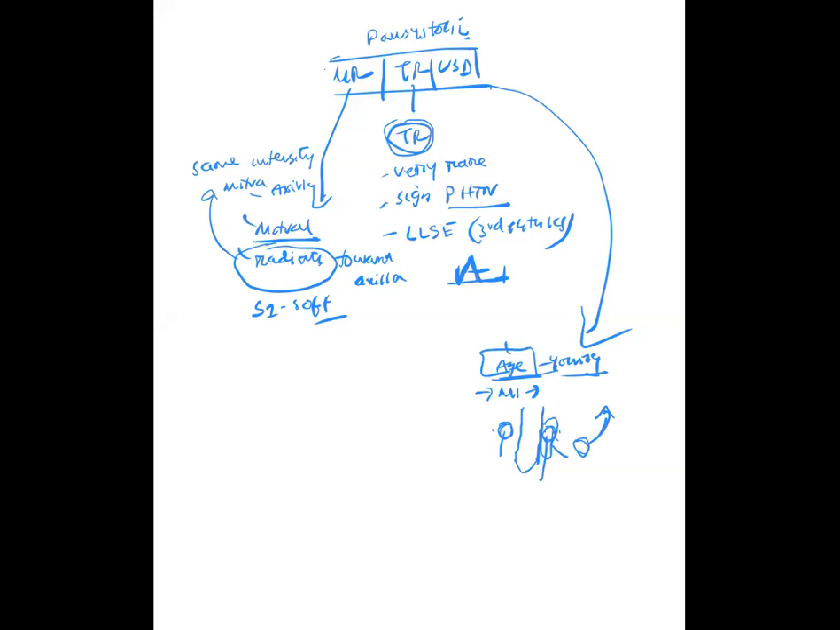Again, TR is very rare. So place your stethoscope over the right side of the sternum. If you find the same intensity murmur, this is most possibly VSD, and the patient will be young. So this is a clue to identify the VSD.